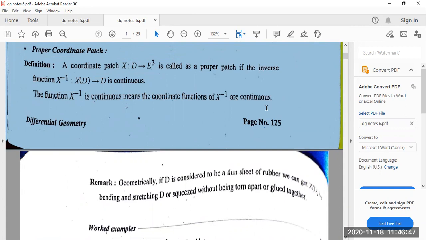That is, it is a mapping from E3 to E2 space, because D is a subset of E2 and x of D is a subset of E3 space. Correct? So here you can now see that for x inverse, we have to show it is a continuous function.